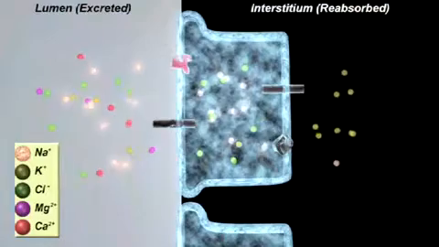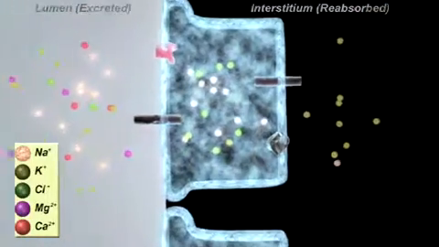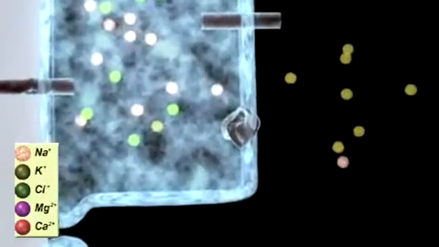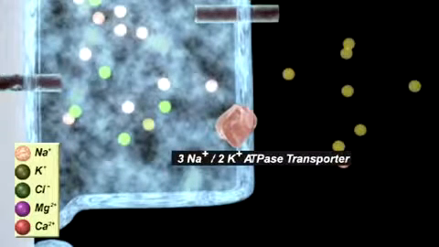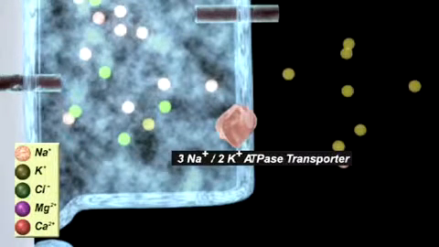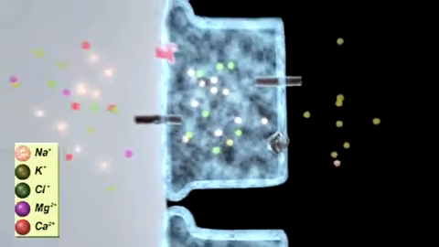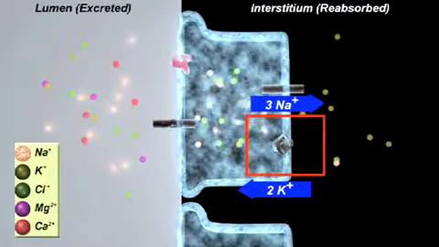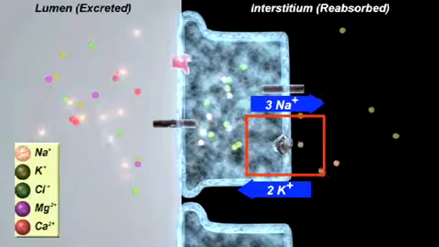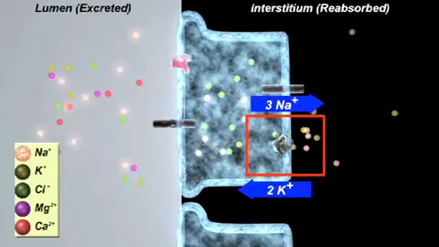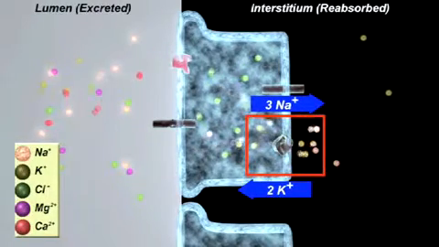This image shows the single-cell layer making up the wall of the ascending limb of the nephron. This sodium reabsorption is driven by the sodium-potassium ATPase transporter on the antiluminal membrane. For every 3 sodium ions moving out of the cell to the interstitium, 2 potassium ions move from the interstitium to the inside of the cell.